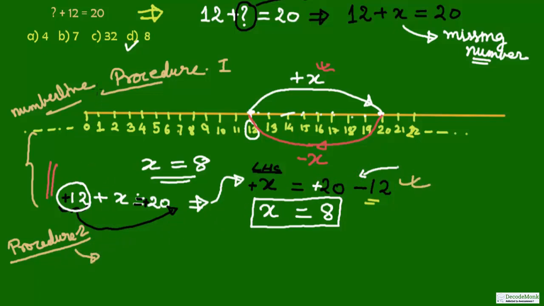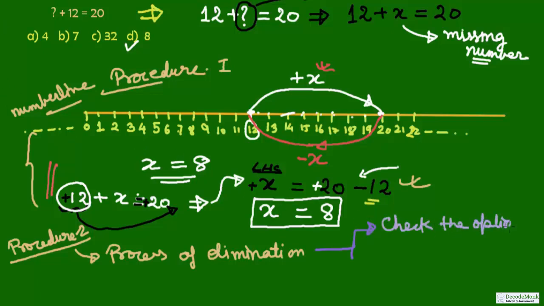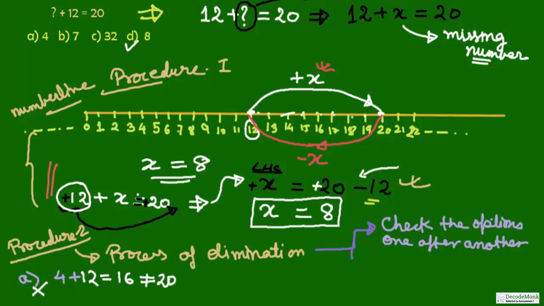Now procedure 2 is what I name the process of elimination. So what you have to do in that process? That process is very simple. You have to check the options one after another. So what is option A? Option A is 4. So you put 4 in place of the question mark and add 12. So 4 plus 12 is 16, which is not equal to 20. So this is not the right option.